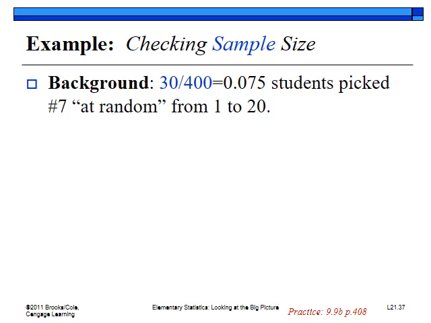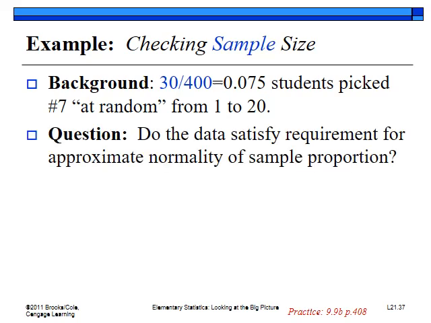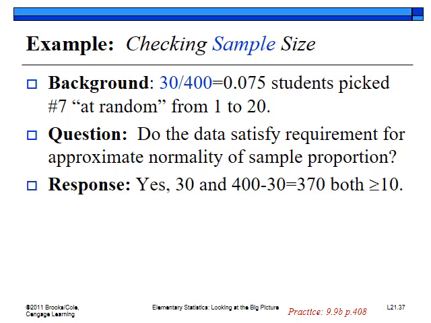Now, in the example where we had 30 out of 400 students picking the number 7 at random from among the numbers from 1 to 20, do we have enough data to satisfy the requirement that the distribution for sample proportion be approximately normal? Yeah, because 30, that's the actual count in our category, and 370, which is the count outside our category, are both at least 10.